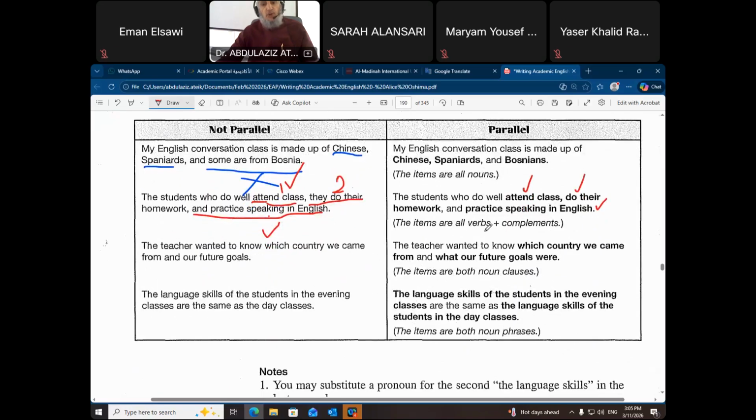That's why he said verbs plus complements. This is called verb phrase, shorter. Verb phrase. So the verb phrase is a verb plus complement. Okay, the verb plus complement is called verb phrase. In some other books, they call it predicate.